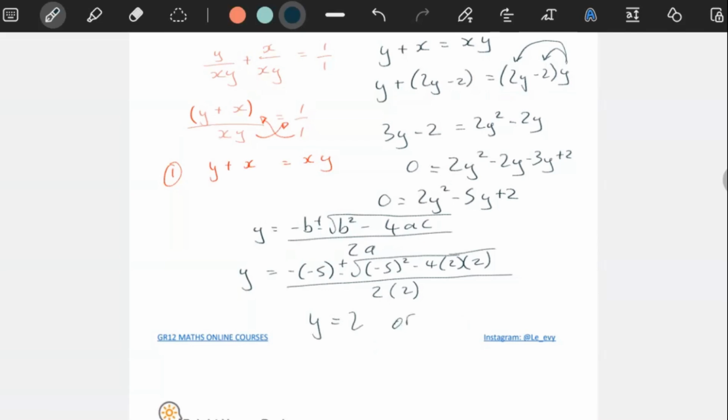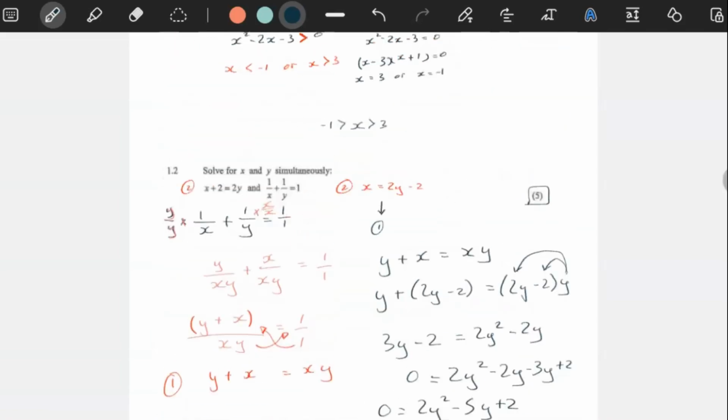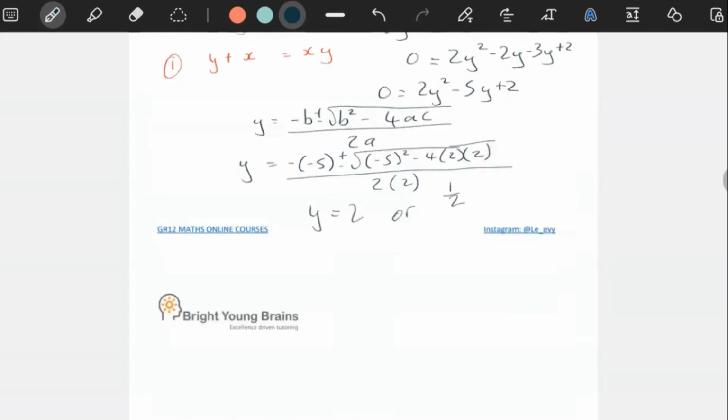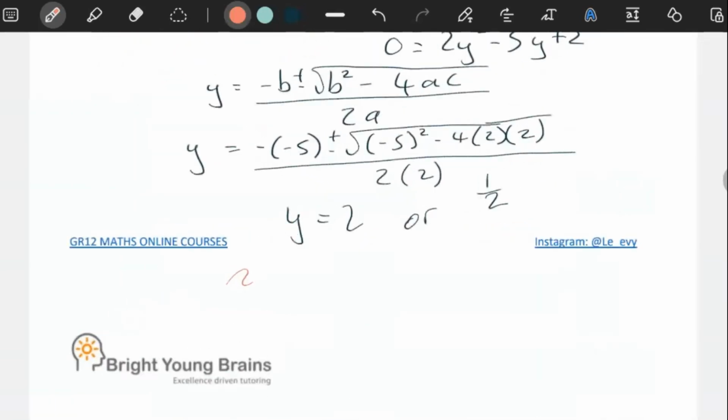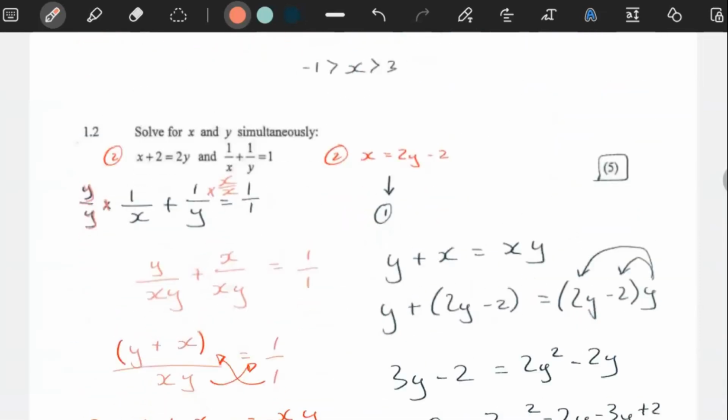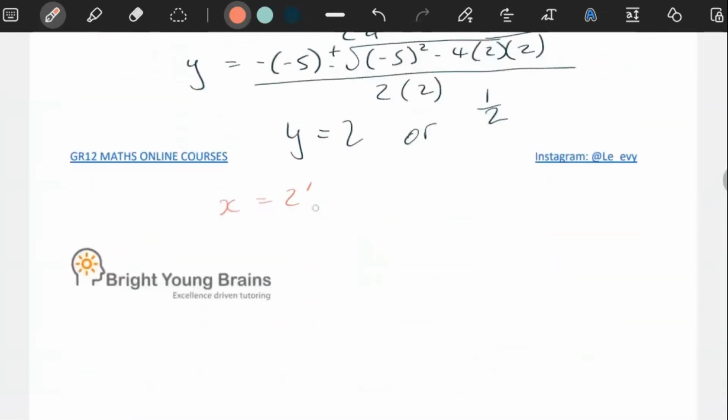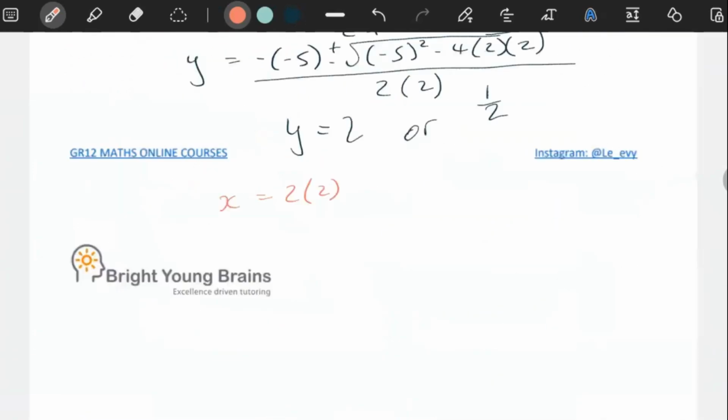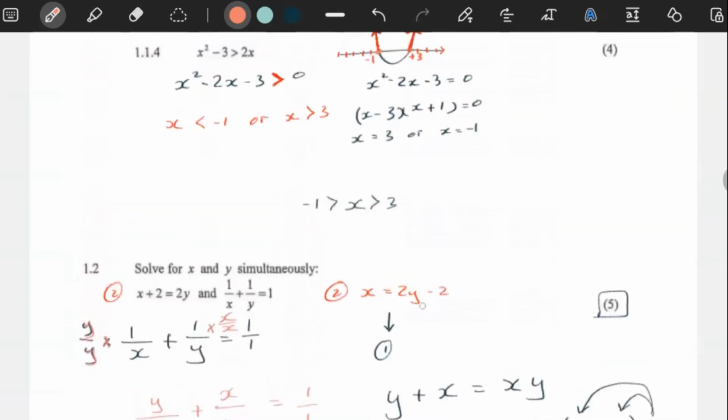So y is a 2, or let's see what the other option for y is. Or y is a half. Okay, that's not bad. So what that means is, in our equation here, where y is, we have to put a 2 first, and then we have to put a half afterwards. So to get our other answer, we can say x here is equal to, where y is, let's put a 2. This is like 2 multiplied by 2 minus 2. So that's a 2. And then the other option, 2 multiplied by a half, and then we have to subtract 2.